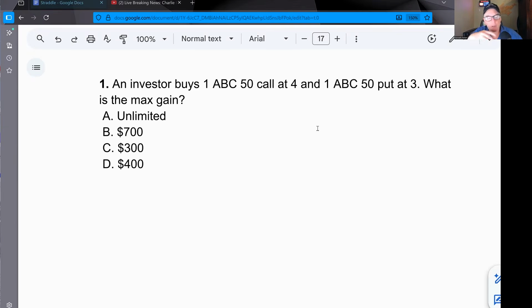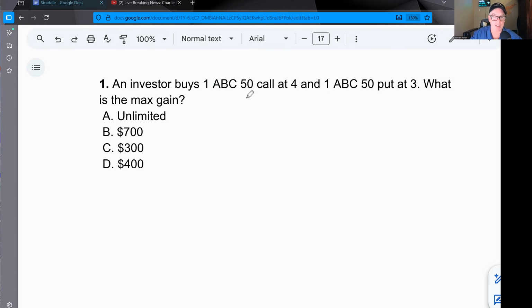So I'm going to do straddles and spreads, straddles and combos. Sometimes they call it a strangle. One thing I'm going to say: sometimes when they give you a straddle, they won't say you bought a 50 call at 4 and a 50 put at 3. They'll say you bought a 50 straddle at 7. It's the same thing. They just did the work for you. So don't worry about it.